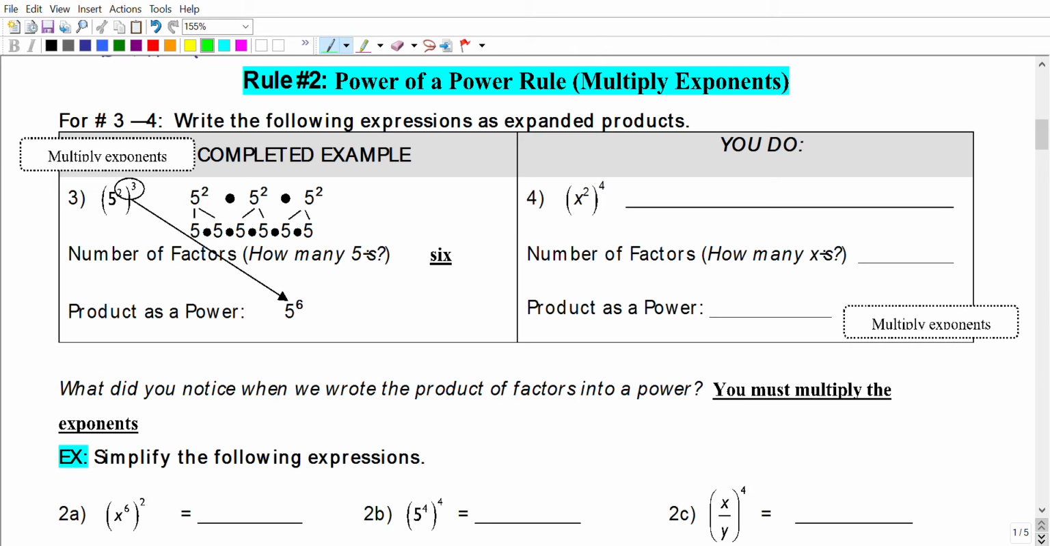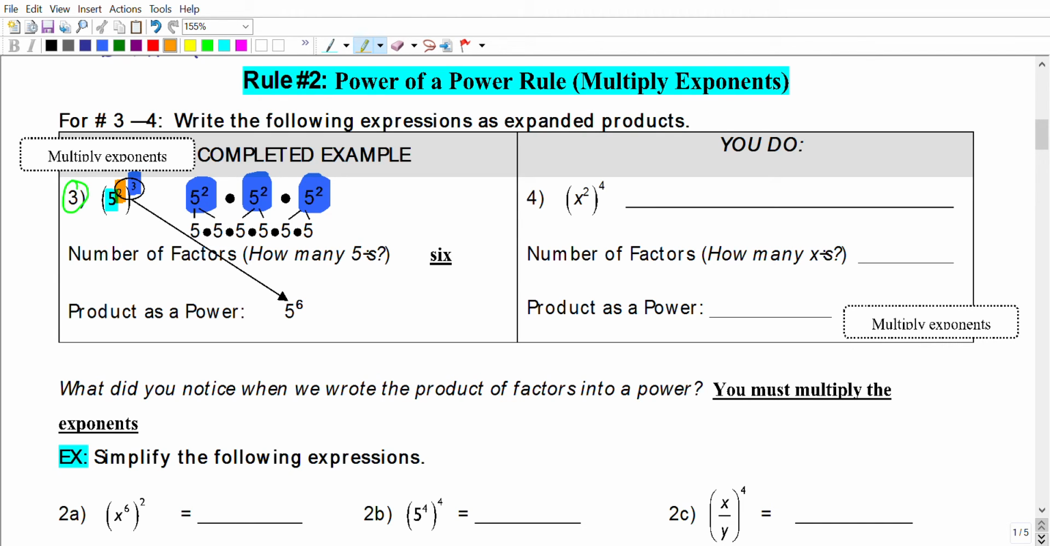If we look at this first problem, problem number 3, we notice that we have a base of 5 and an exponent of 2. But then notice that it is also being raised to another exponent of 3. Let me highlight that one. So an exponent of 3. So what does that mean? That means we have 3 5 squareds. So we have 1, 2, 3 5 squareds.